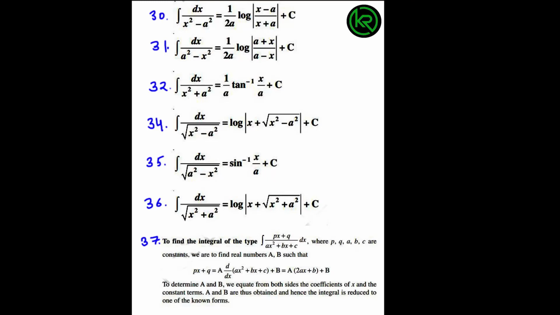Learn this formula for exercise 7.4. So let's start exercise 7.4.